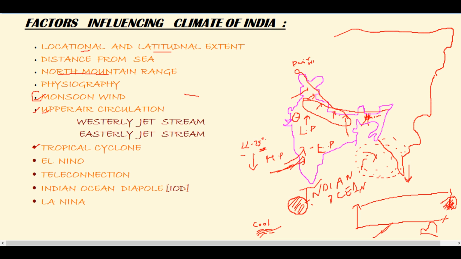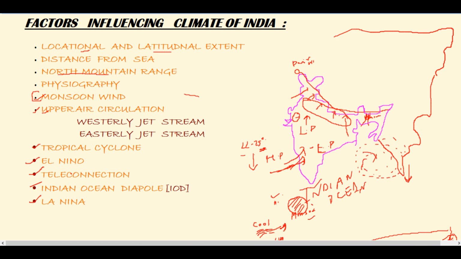So basically, if in winter, just hear it carefully, if in winter the temperature is very low, I mean there is a high pressure existing, then it will be a bad year for India, because in the next monsoon the rainfall will not occur very much. This is also teleconnection. So we have discussed teleconnection, IOD, La Nina, and El Nino. We will discuss this in the next topics.